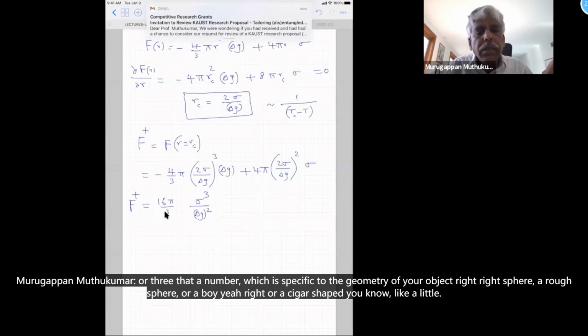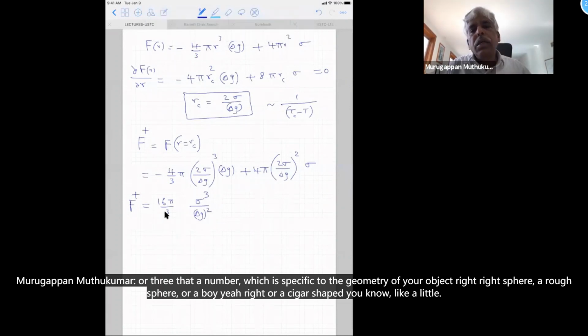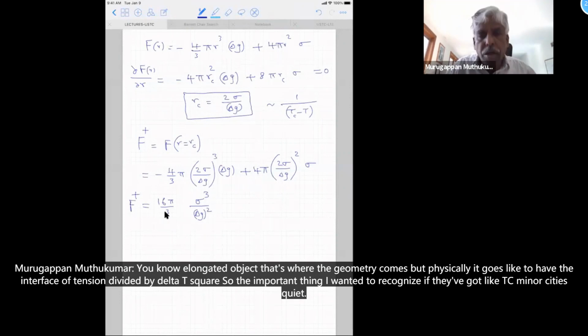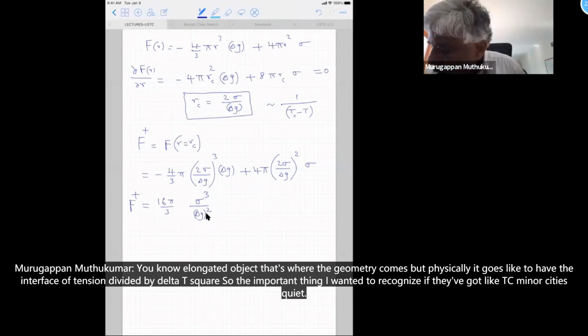That's a number which is specific to the geometry of your object, right? Sphere or rough sphere or ellipsoid, or a cigar-shaped, elongated object. That's where the geometry comes in. But physically, it goes like the cube of the interfacial tension divided by delta G squared. So the important thing I wanted you to recognize is that this goes like (Tc minus T) squared.